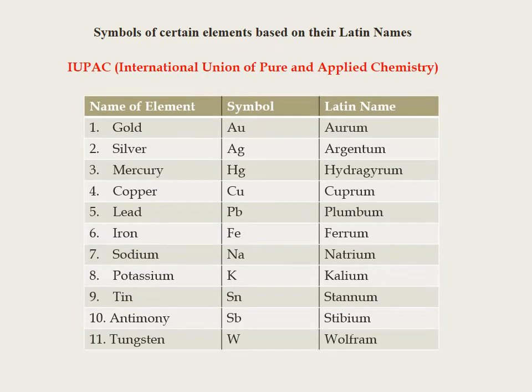Gold, symbol is Au, Latin name is aurum. Silver, symbol is Ag, Latin name argentum. Mercury, Hg, which is hydrargyrum. Copper, Cu, cuprum. Lead, Pb, plumbum. Iron, Fe, ferrum. Sodium, Na, natrium. Potassium, K, kalium. Tin, Sn, stannum. Antimony, Sb, stibium. Tungsten, W, wolfram.